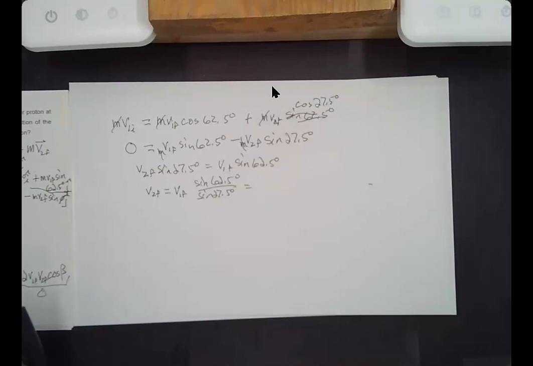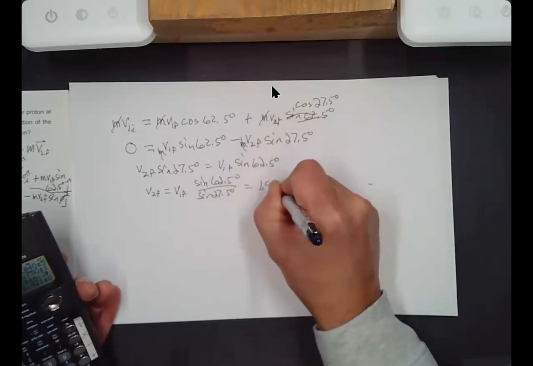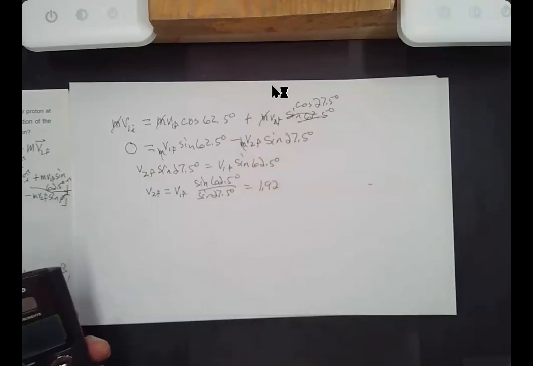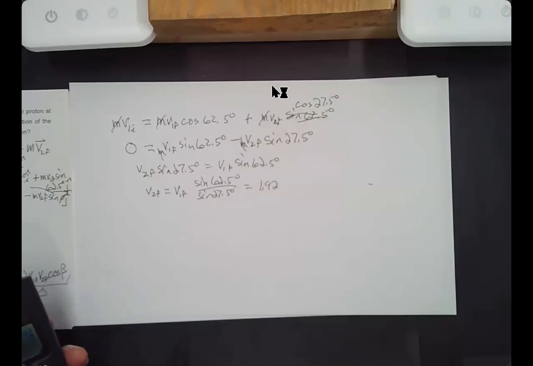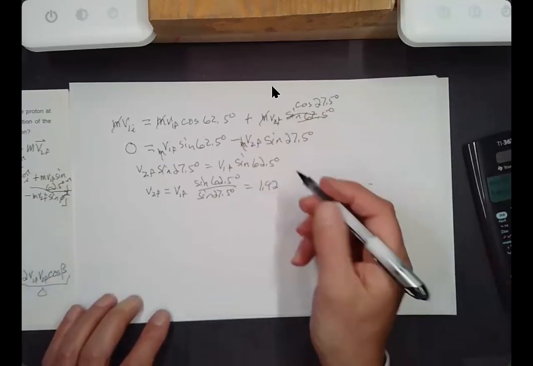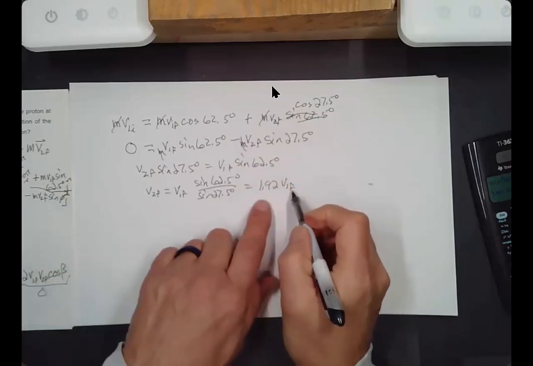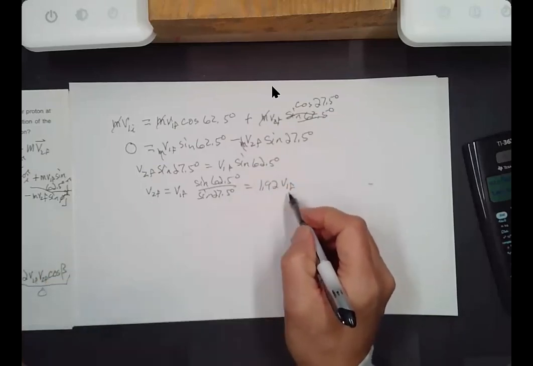Sine 62.5 divided by sine of 27.5, and I get 1.92 for that, to three significant figures, which just happens to be the tangent of 62.5 degrees. Okay, like I thought. So anyway, that's what V2 final is equal to, 1.92 V1 final.